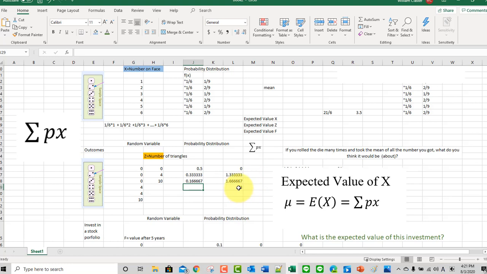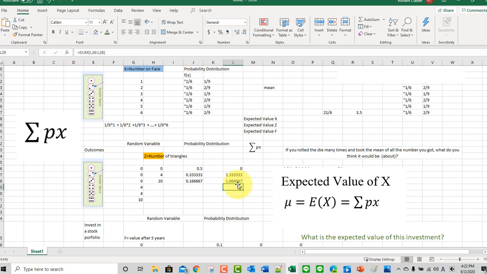And for the expected number, we might have 0 triangles, we might have 4, we might have 10. The probability of 0 is 0.5. The probability of 4 is this. The probability of 10 is this. The expected number is 3.